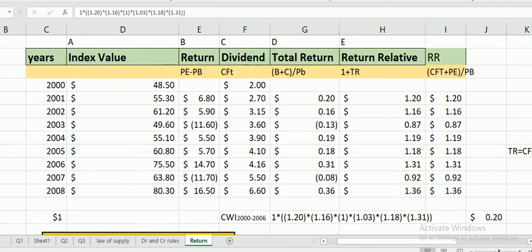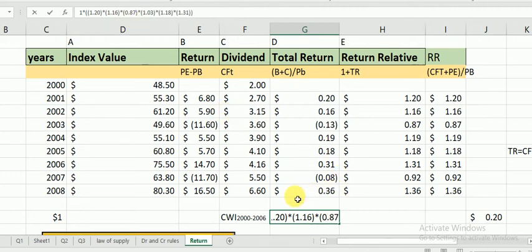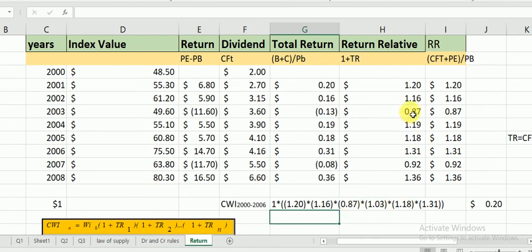Okay, sorry, this is not 1, this is 0.87, so I am going to change it. 0.87 multiplied by 1.19. Okay, this is 1.19 multiplied by 1.18 and then 1.13. 1.13 means up to 2006 we calculate the return relative.